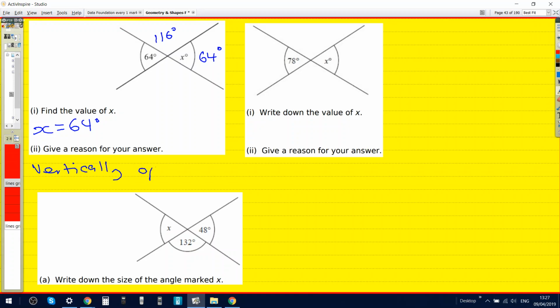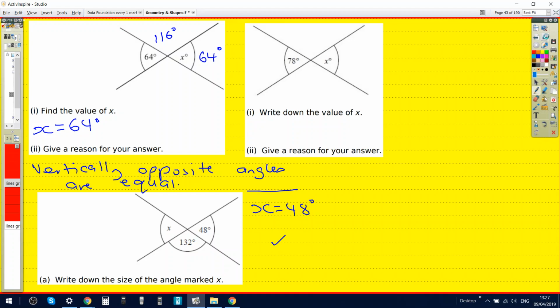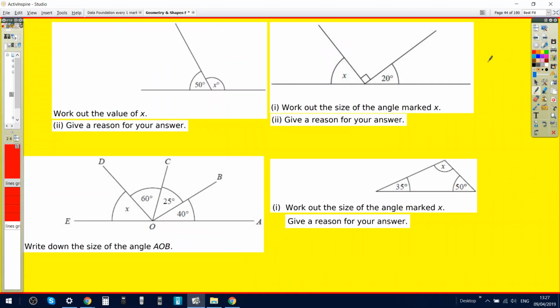Okay, try the bottom one, the one underneath it. So again, it'll be 180 minus 132. No, you don't need to do that. Our answer was 64. Oh, right. It's just 48. Yeah, give a reason for your answer: it's just vertically opposite angles are equal. Correct, that's what they're looking for. And so these are 1 mark questions. It becomes important for 2 mark questions and so on.